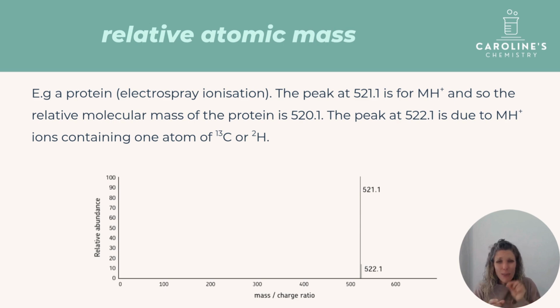And then if we have even smaller peaks above that, for instance 522.1, that is again a substitution of an isotope such as carbon-13 or hydrogen-2.